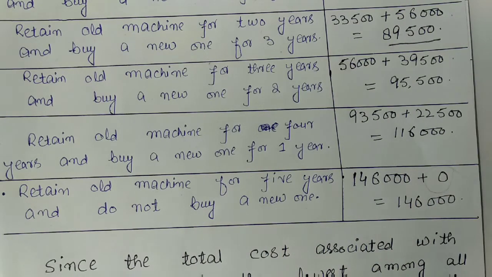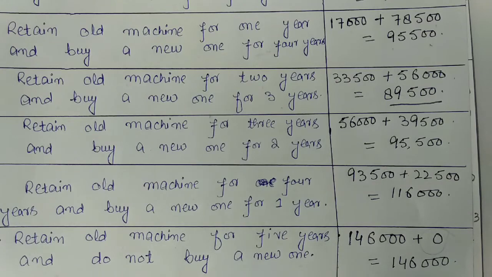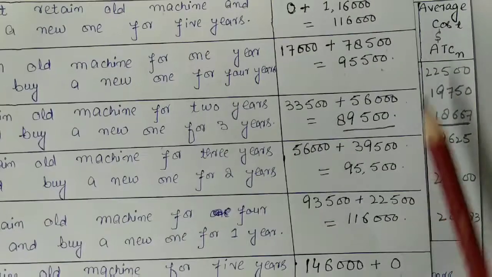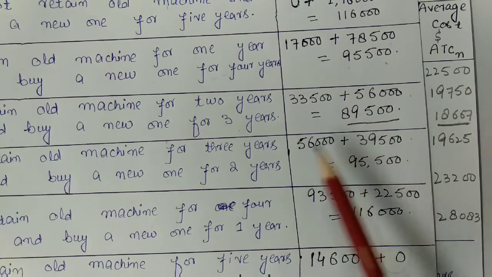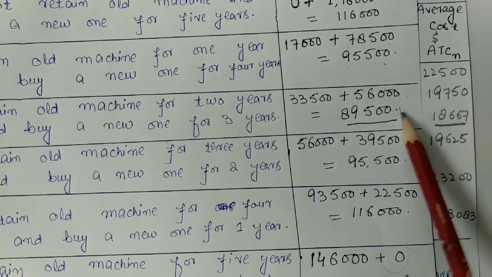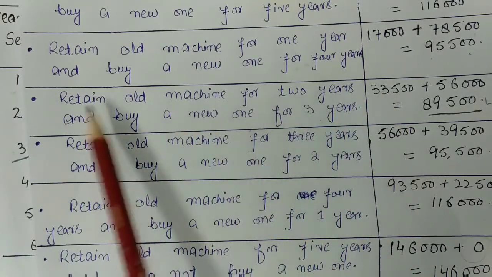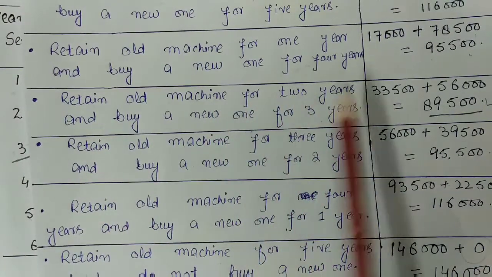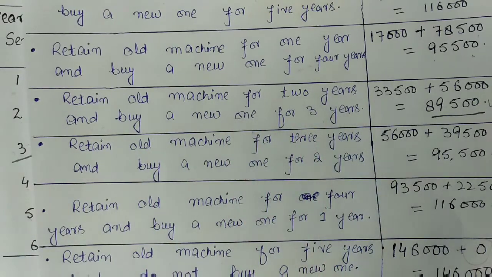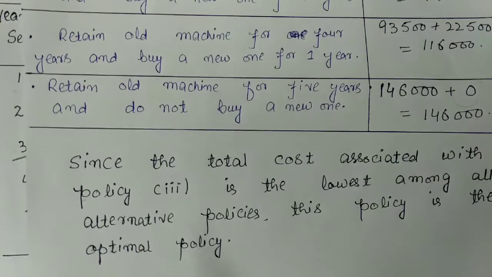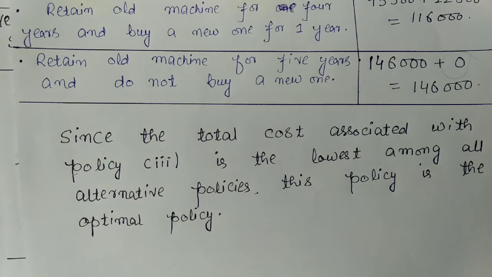Now we have to choose the best, that is the optimal policy. Now the optimal policy is the one in which the total associated cost is minimum. While comparing, the lowest associated cost is 89,500. So the third policy is the optimal policy, that is, retain the old machine for 2 years and buy a new one for 1 year. Hence the third policy is the optimal policy.